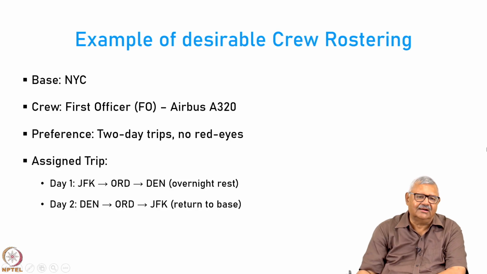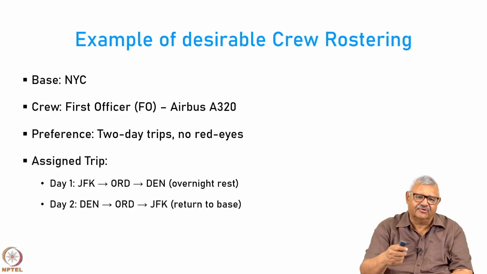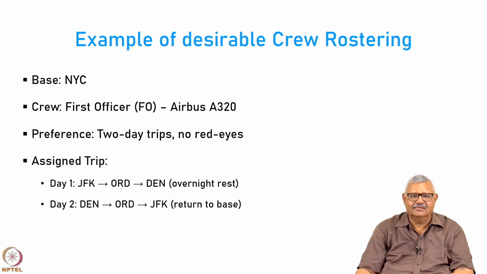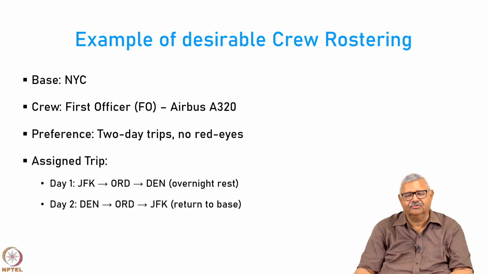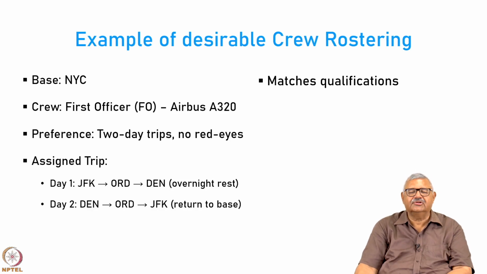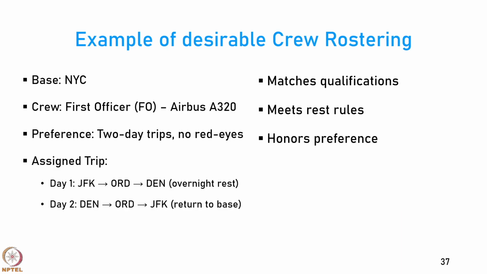So, day 1 the pilot takes off from JFK, goes to Chicago, from there to Denver, and then takes the night rest. So, no red-eye flights. And next day morning, start from Denver, Chicago, back to the base. So, it is a 2-day schedule, no red-eye flights, and returning back to the base. So, this particular roster matches the qualifications, it meets the rest rules, it honors the preferences.